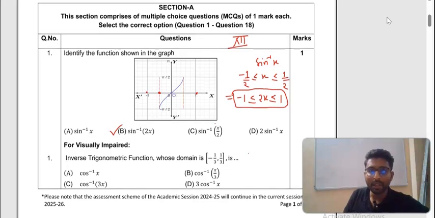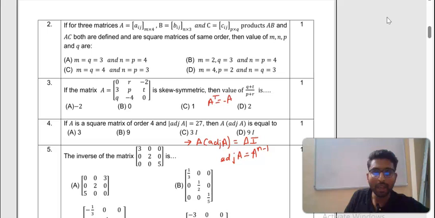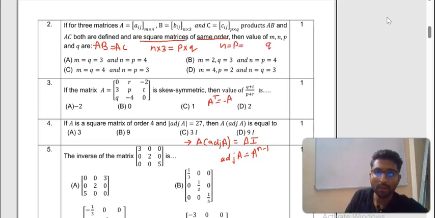Okay, next we will see what is written. For every 3 matrices A (i j, M cross 4), B (i j, N cross 3) and C (i j, P cross Q), product AB and AC both are defined and are square matrices of the same order, then find the value of M and PQ. You have to find M and PQ, but the condition given is that AB is equal to AC. So here B and C are same, so N cross 3 is P cross Q. So N equals P and Q equals 3.